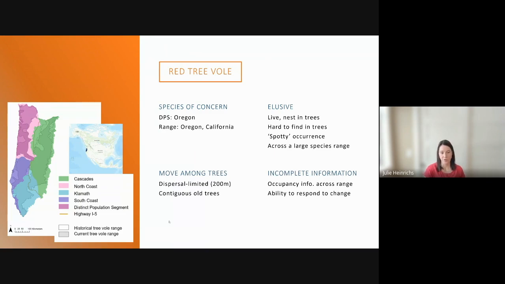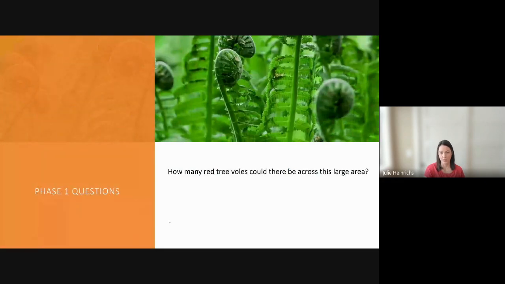So the question for this species is, what is the likelihood of changes to the forest really impacting changes to the population? How do we extrapolate the information that we have across that geography? So we're asking questions like, how many tree voles could there be across this large area? And where are they most likely to be found given how habitat has been and how it's changed?